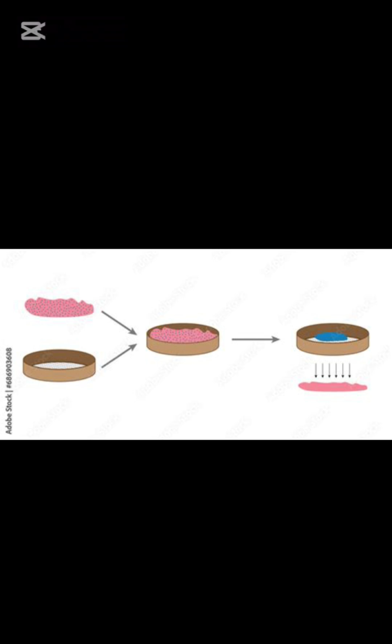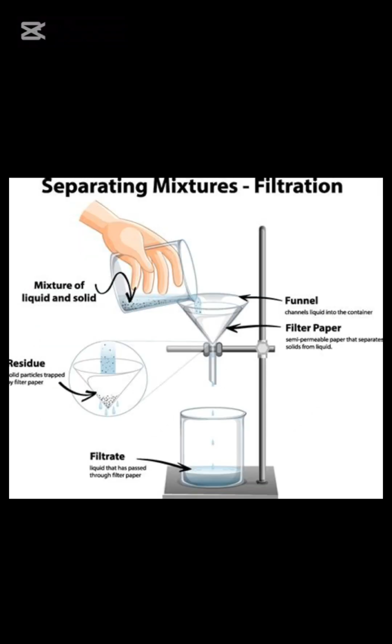Examples of mixtures you can separate using sieving are mixtures of sand and gravel, flour and husk, rice and stones. Alright, so that is how sieving works. Let's talk about filtration.